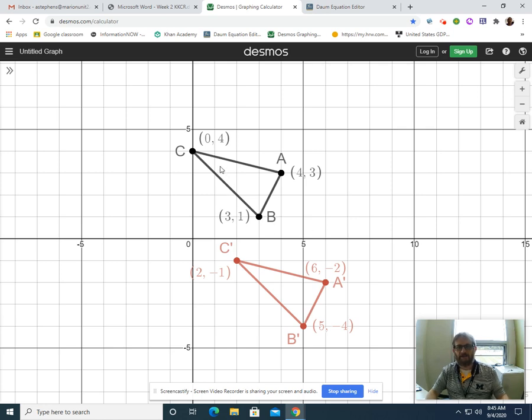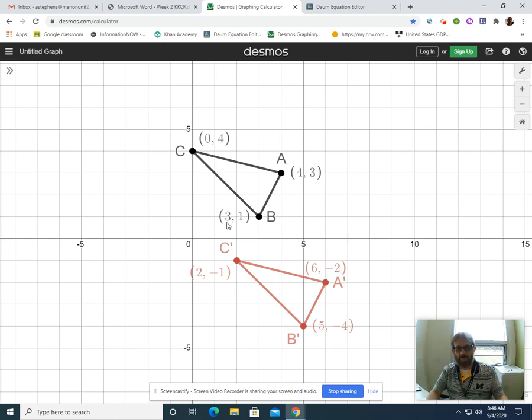So in translating, as you should have seen in Khan Academy, is just sliding things. It's going right or left, up or down. So how did I get this triangle to be down where this triangle is? Well, I slid it right 2 units and down 5 units. So you can see (4, 3) went right 2 units. So it went from 4 to 6, and then it went from 3 to -2.